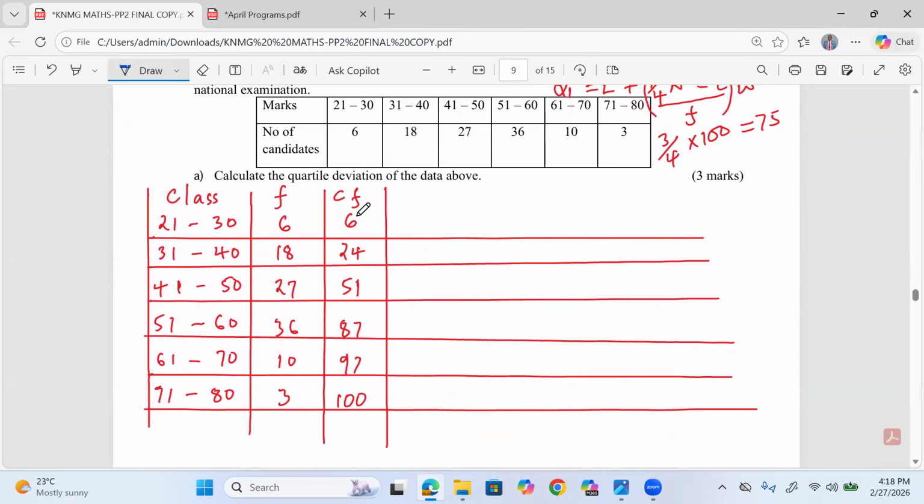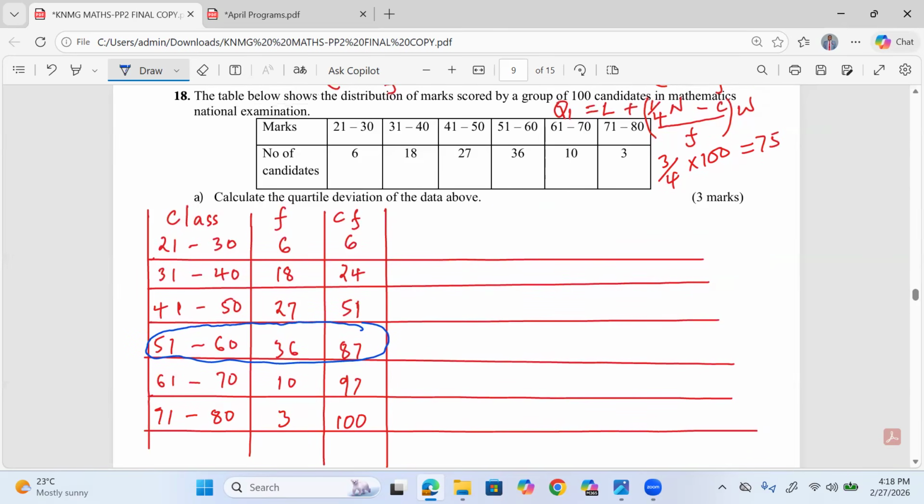We have 6, we have 24, 51. We are yet to be at 75. So the 75th is lying in this class. So this becomes our Q3 class, where the 75th student is lying. That's the class that we shall be dealing with.